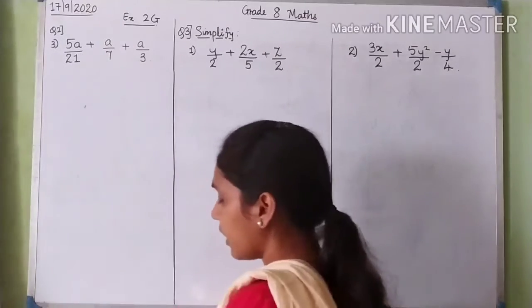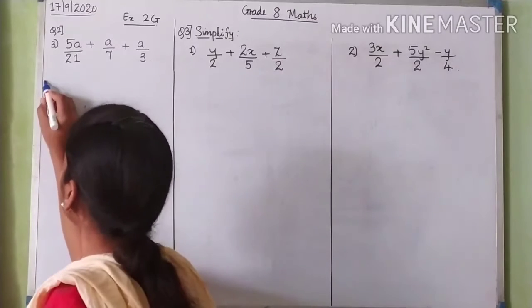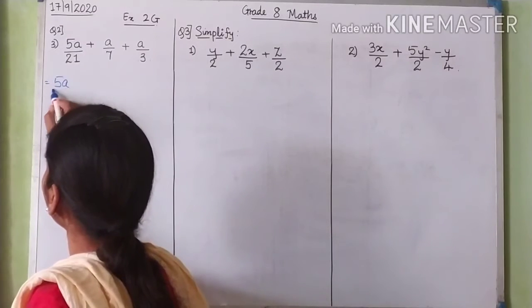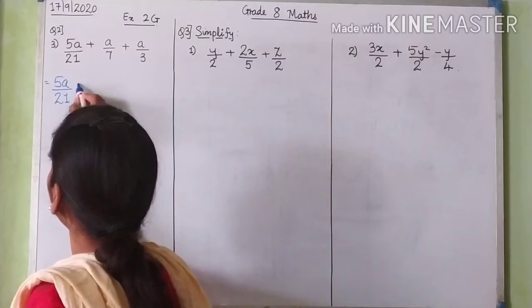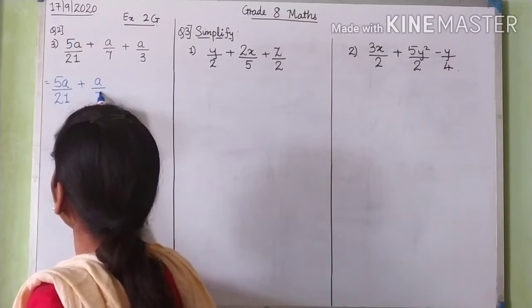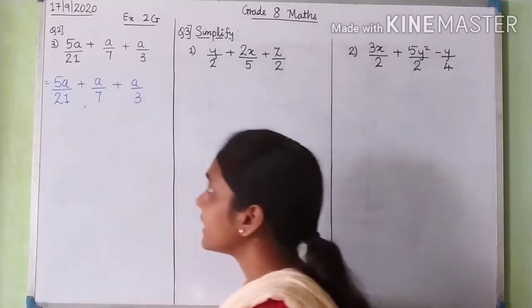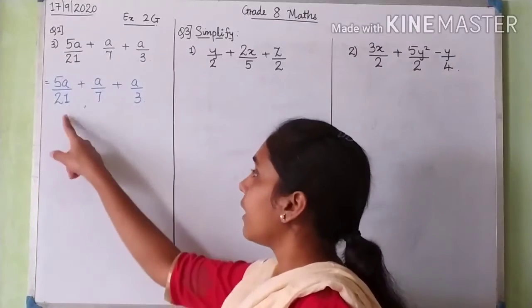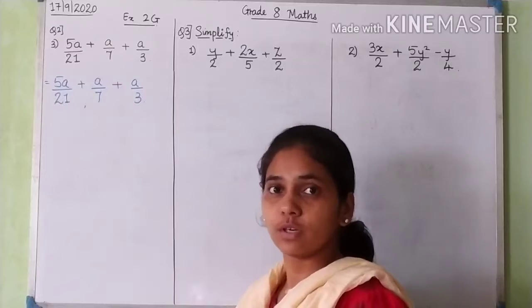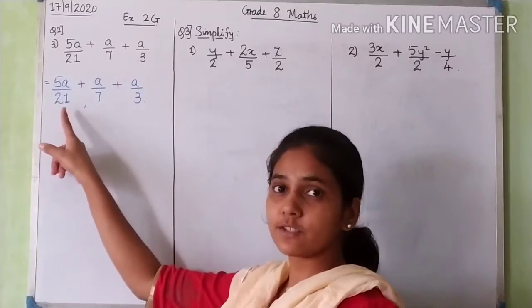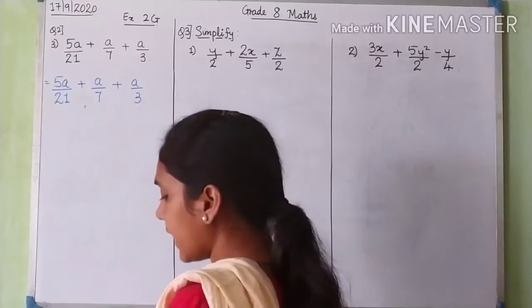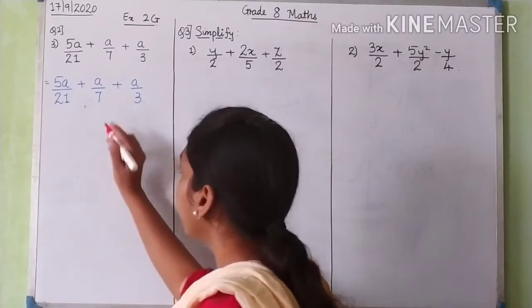Okay, so I write these fractions again. I write 5a divided by 21 plus a by 7 plus a by 3. If our LCM is going to be 21, I have to convert all the denominators to 21. The first denominator is already 21. So now we go to the next denominator, which is 7.